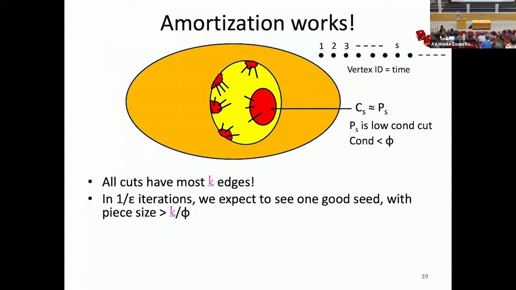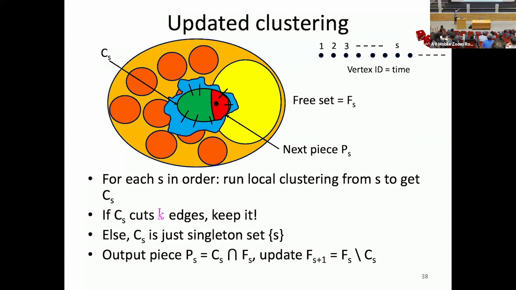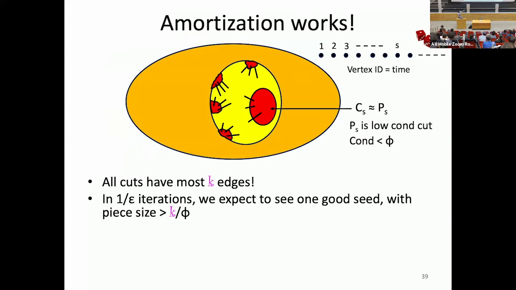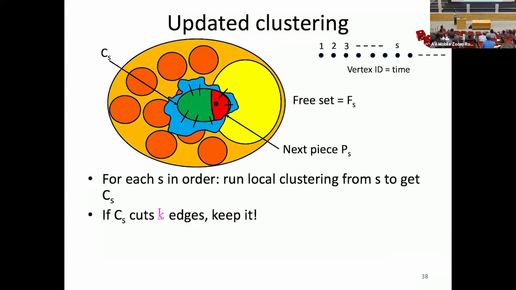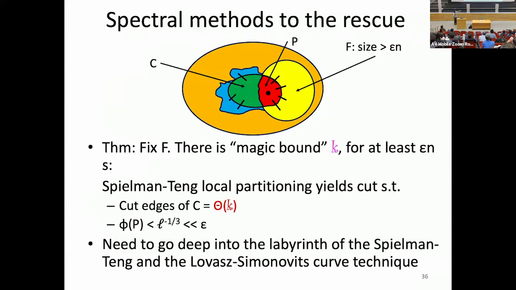So I'll just say this again. The amortization works, meaning that all the cuts will have at most K edges because we enforced that, right? We basically said, if it cuts K edges, keep it, otherwise it's singleton. So then the cut will just be constant size. So every cut is exactly K edges. So these red portions will cut at most K edges. In 1 over epsilon iterations, we'll see this one good seed. And that one good seed is exactly what is promised here. So in 1 over epsilon turns, you'll get that one good seed that satisfies these conditions.